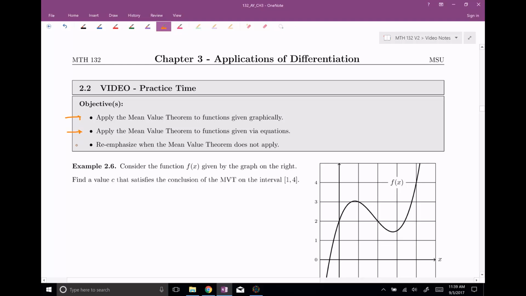And again, we want to reemphasize that the mean value theorem doesn't apply to all functions. But every once in a while, it doesn't apply, so we do have to be careful here. All right, let's get started then.